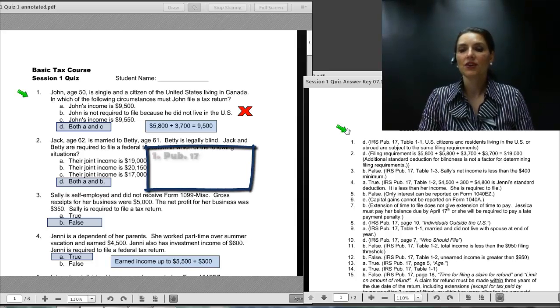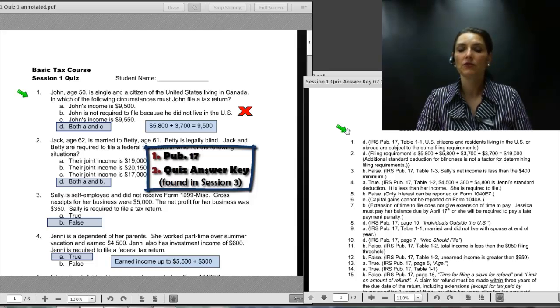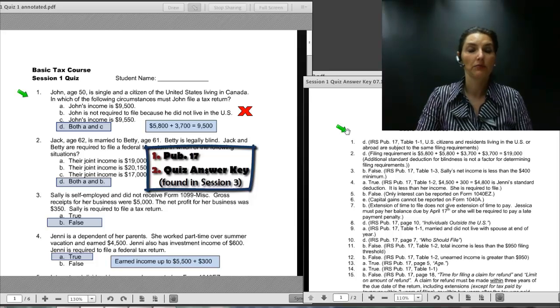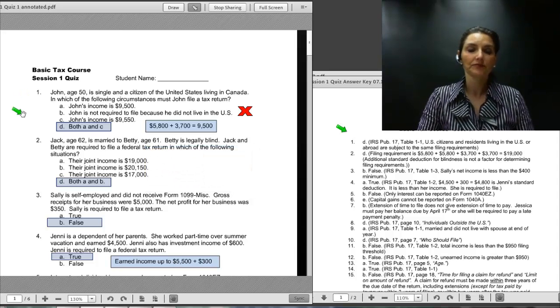Session 2. So you should have Pub 17 open. You should have the quiz answer key open in front of you. If you haven't already printed the answer key, you can at this point push pause on video playback, print it, and come back. Or if you're all ready to go, let's get started. Beginning with question number 1.